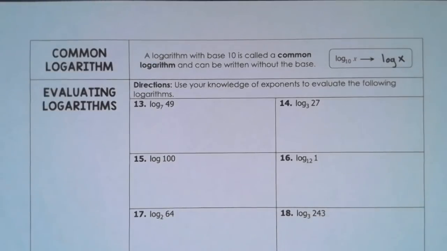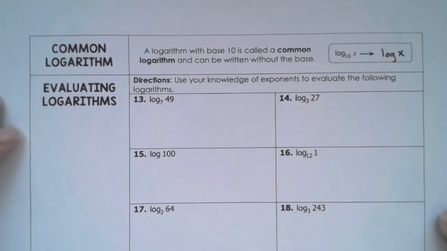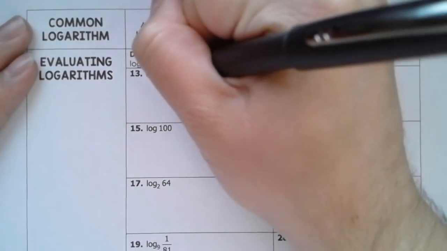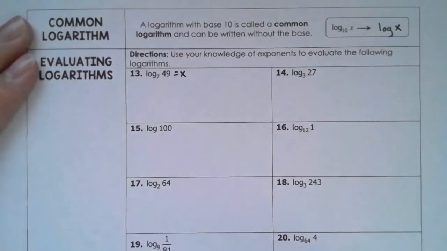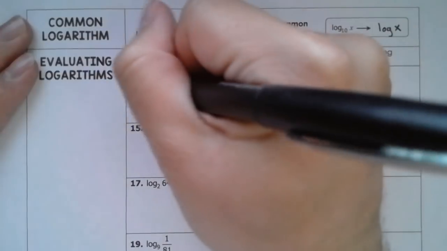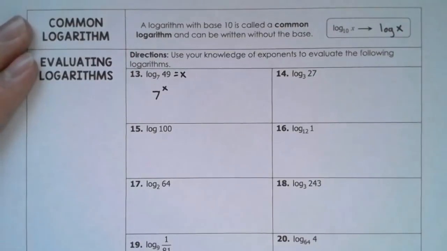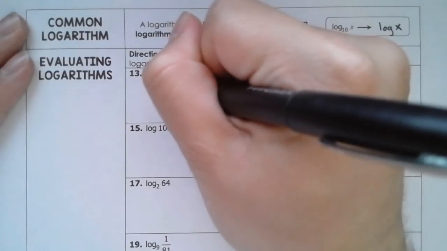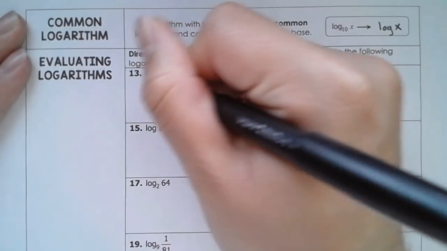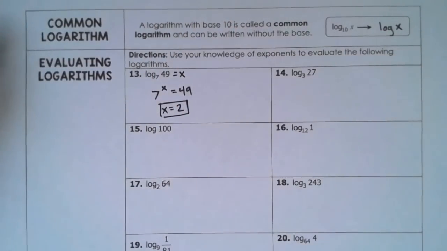For this next set of examples, it says evaluating logarithms. Use your knowledge of exponents to evaluate the following logarithms. We're going to set these equal to x. We're going to go from log to exponential form to help us find what x is. So 7 to the x is equal to 49. What is that exponent? 7 to what exponent gives me 49? That would be 2. So log base 7 of 49 is equal to 2.